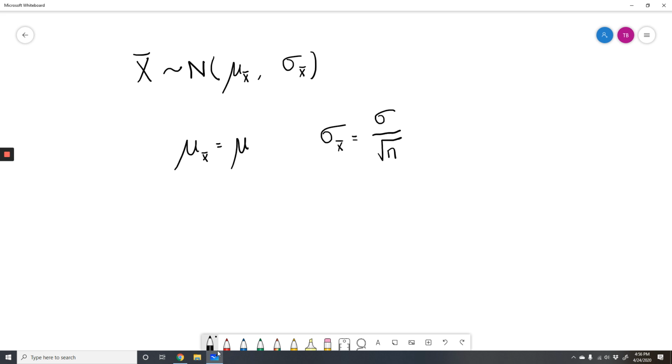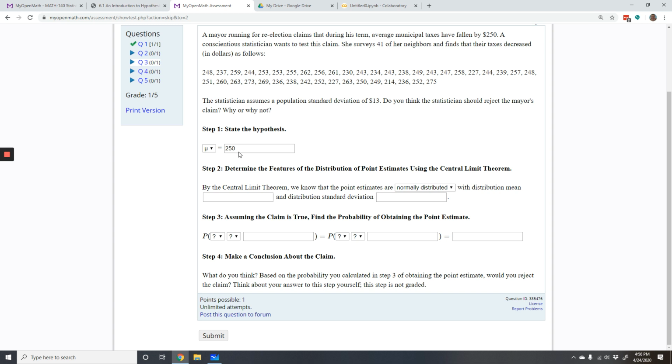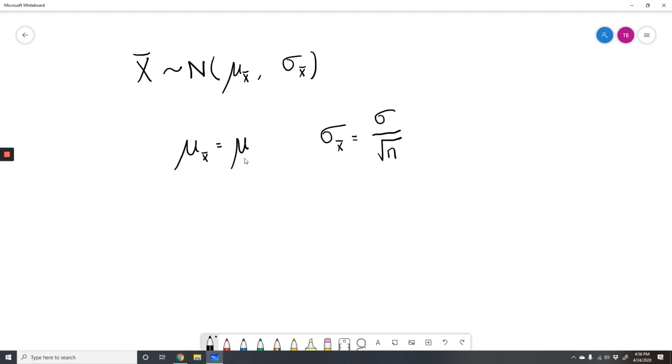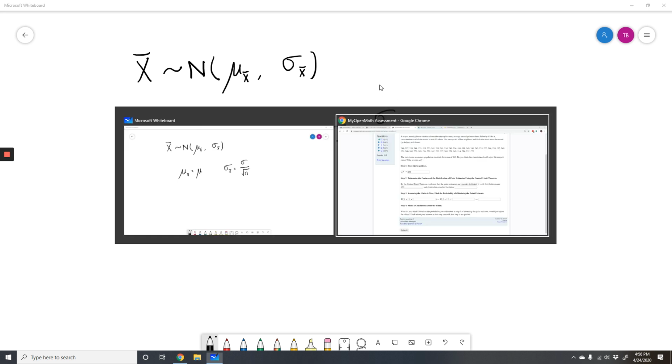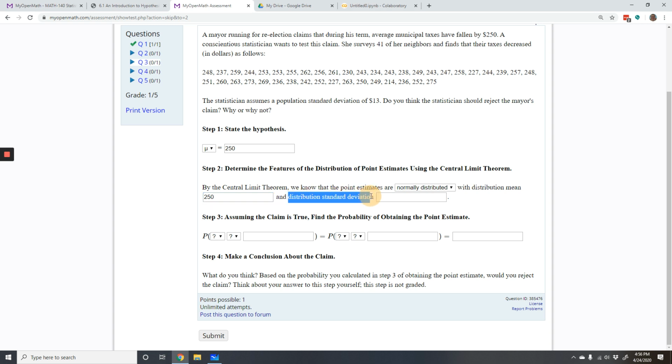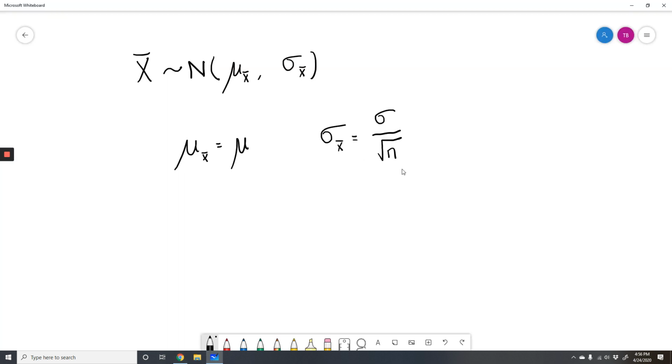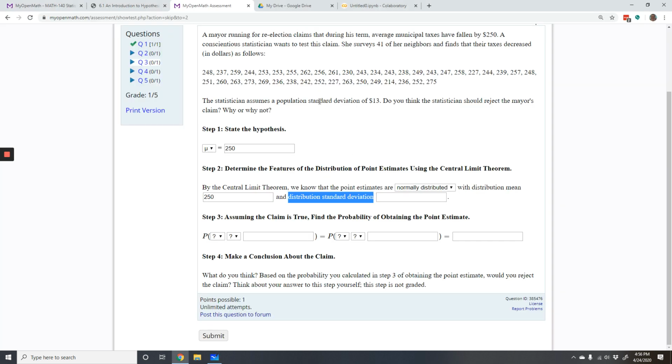So part of what we're doing here is we are assuming that the population mean is 250. So that means the mean of the distribution of sample means is also 250, right? Because that is what the central limit theorem tells us. And the standard deviation, that's the next thing we're finding, the distribution standard deviation is just the population standard deviation divided by the square root of the sample size. And we know that the population standard deviation is $13.